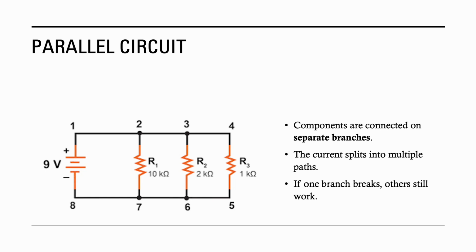In a parallel circuit, components are connected on separate branches, creating multiple paths for the current to travel. This means that if one branch breaks or a bulb stops working, the rest of the circuit still functions. Each branch gets the same voltage from the power source, which keeps the brightness of the bulbs equal. This makes parallel circuits more reliable and common in modern electrical systems.